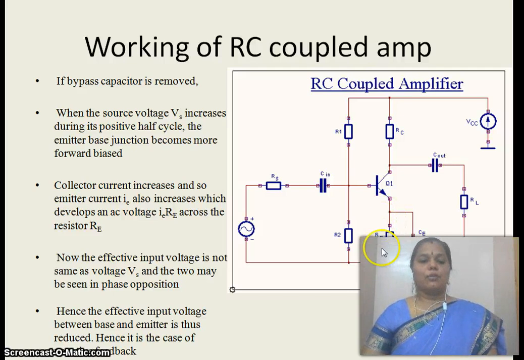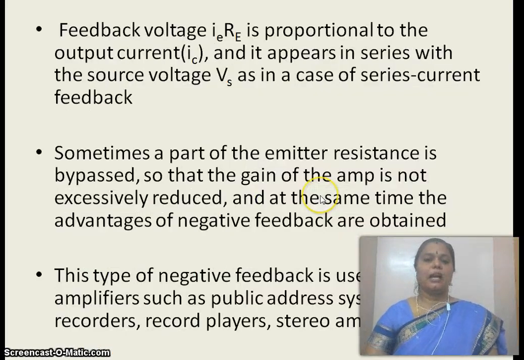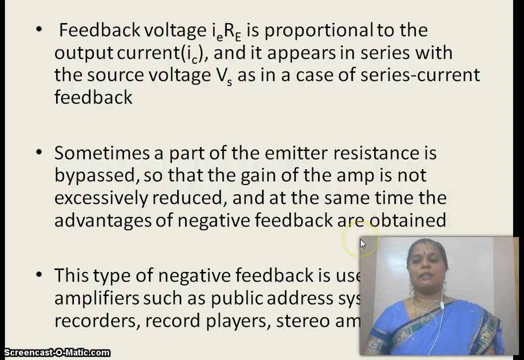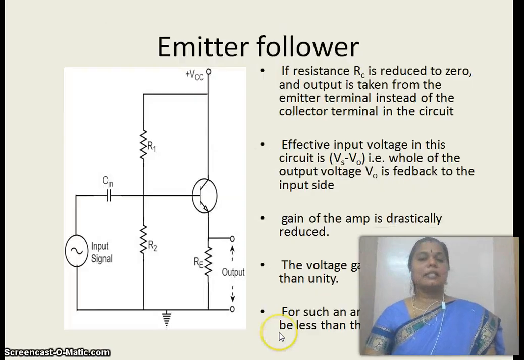Now this effective input voltage is not the same as Vs, and it may not be in phase with Vs. So this is an exact example of negative feedback. The feedback is negative and the gain is too low, but on the other side the advantages of negative feedback can be achieved here. There is high input impedance, low output impedance, and all the merits can be achieved. Such RC coupled amplifiers are used in public address systems, tape recorders, record players, and in stereo amplifiers.